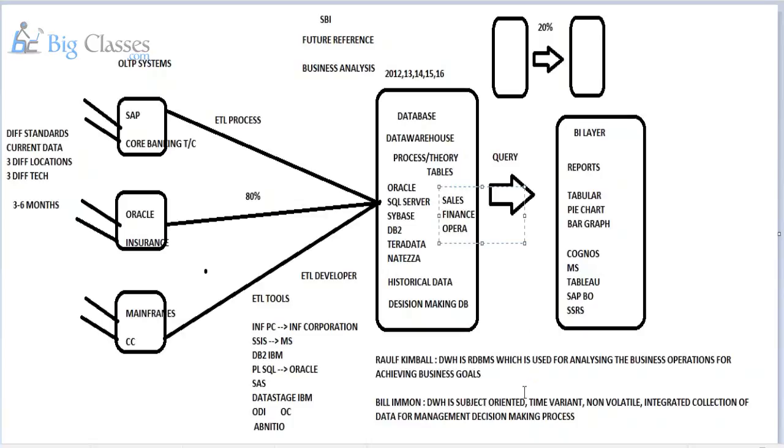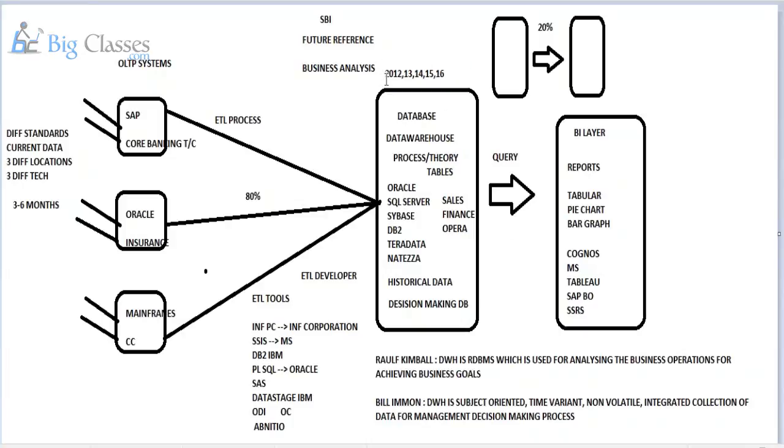Okay, and the next one is time variant. Time variant is nothing but a data warehouse will contain data across any time period. As I told you, when you start implementing the data warehouse from 2012, it will contain 2012 data, 13 data, 14 data, 15 data, up to March 3rd. You can access the data from any time period. Let's say if you want to access the data from 2014 quarter 4, yes, you can access it.